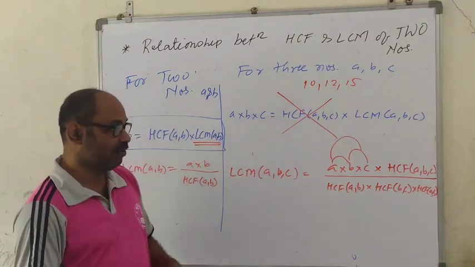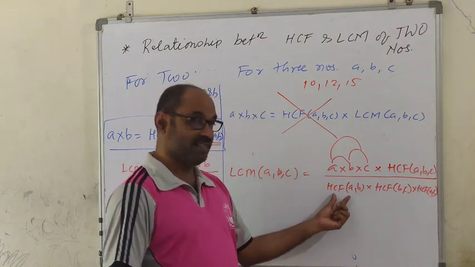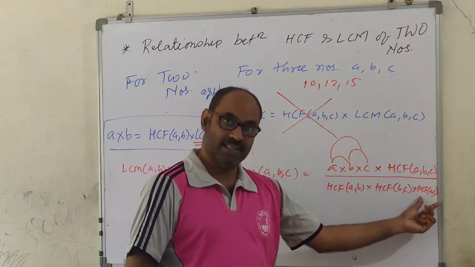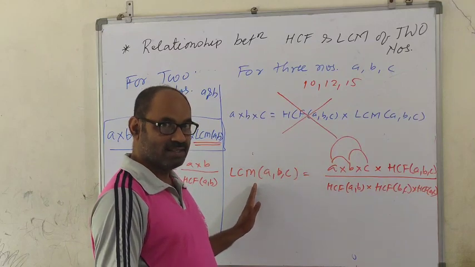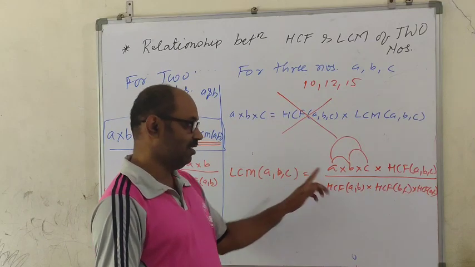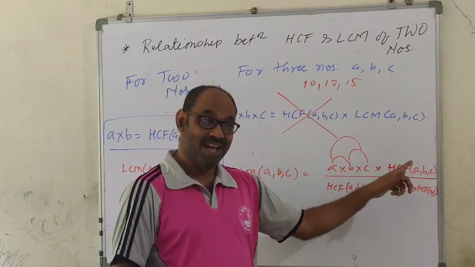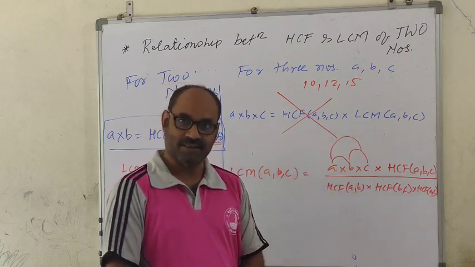Just check. Here you have to find a number of things. You will have to find HCF of all three numbers, HCF of the first two numbers, HCF of the second and third numbers, HCF of the first and third numbers, and then check whether the LCM of A, B and C is equal to the product of the numbers into HCF of all three numbers upon HCF of any two numbers taken at a time.